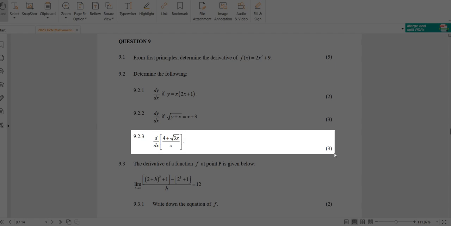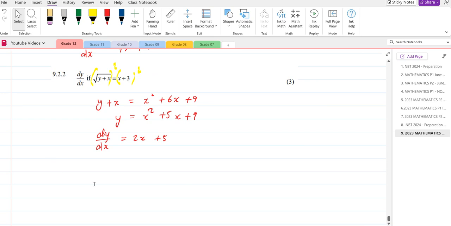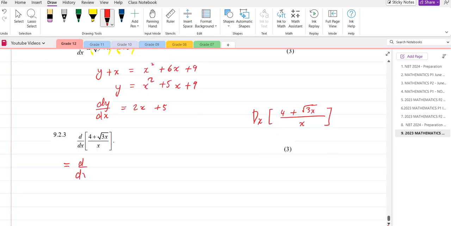Right, so now over here we have the notation d/dx. It's something similar to the capital D x that we use, which is the same thing as saying d/dx of (4 plus root 3x) over x. Now we can't remove the d/dx until we have this in power form. So let's write this in power form. d/dx of 4 over x, splitting, plus root 3 times root x, over x.